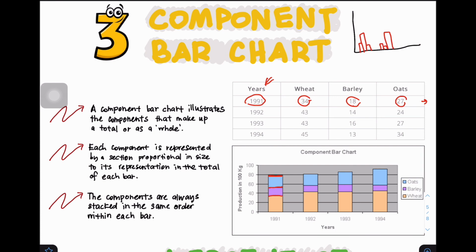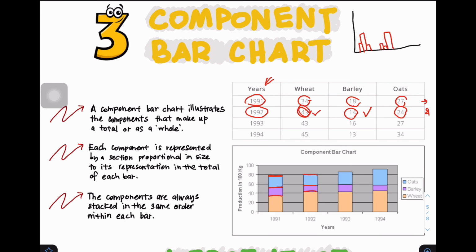Okay, sama juga dengan kategori kedua pada tahun 1992, kalau awak total up 43 campur dengan 14, 57 campur dengan 24 adalah 81. So total awak punya bar chart punya ketinggian adalah 81. And then baru kita bahagikan dia mengikut section. Okay, wheat 43. So 43 dekat sini. So barley 14, 43 campur 14 adalah 57. So 57 dekat sini. Dan the rest adalah oats.